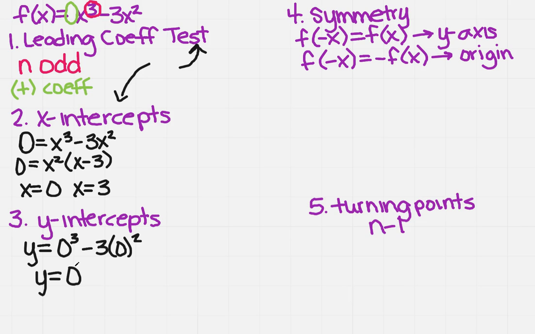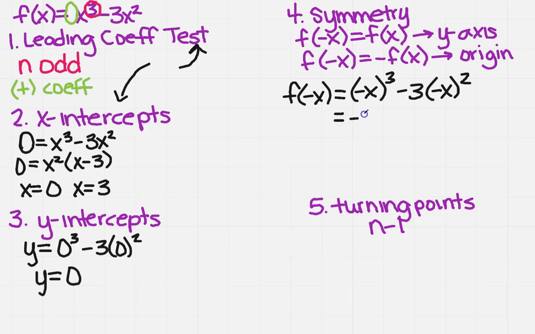Next I need to do the symmetry. So if I look at the symmetry, I need to find f of negative x to find out if it's symmetric about the y-axis or the origin. So I'm going to take my original and do f of negative x equals, so everywhere there's an x you're going to put in negative x, cubed, minus 3 times negative x squared. Then I want to simplify that, so this is still a negative number, minus 3x squared.